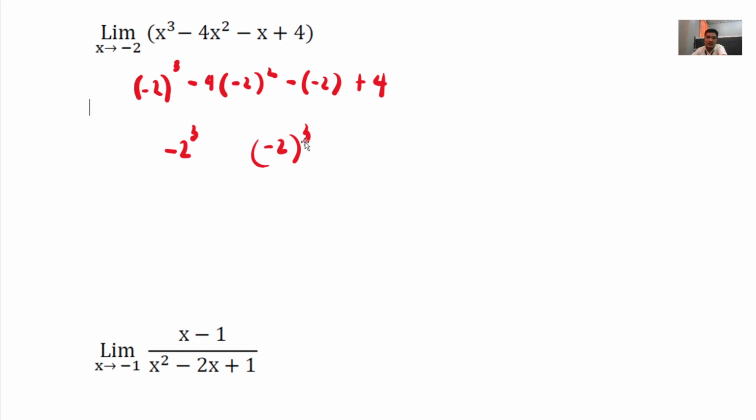I-erase ko lang. So, using your calculator, ano ang makukuha nyong value dito? So, that is negative 2 cubed minus 4 times negative 2 squared minus negative 2. So, that will give us negative 18. Okay? So, yan na yung sagot for that question.